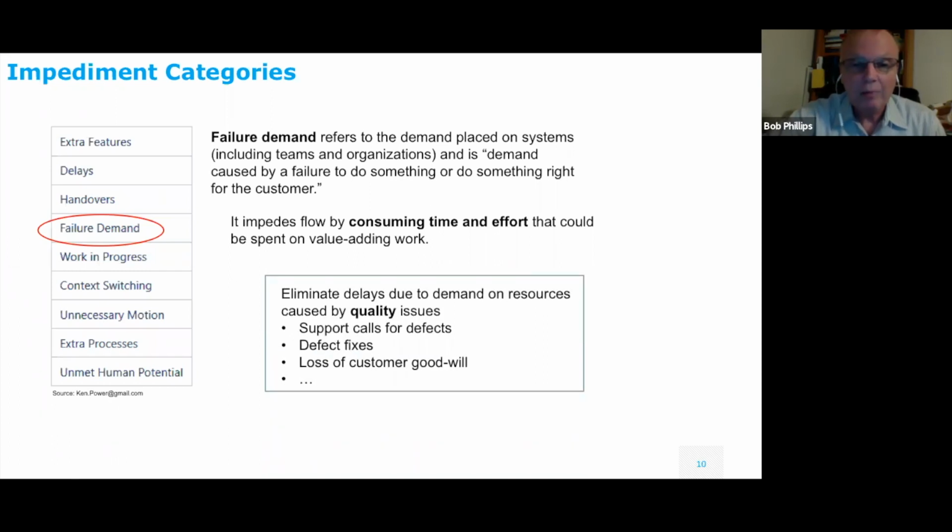And what ends up happening is you lose customer goodwill. You have to go and schedule a fix. You're going to be dealing with support calls. So a lot of this stuff is failure demand.